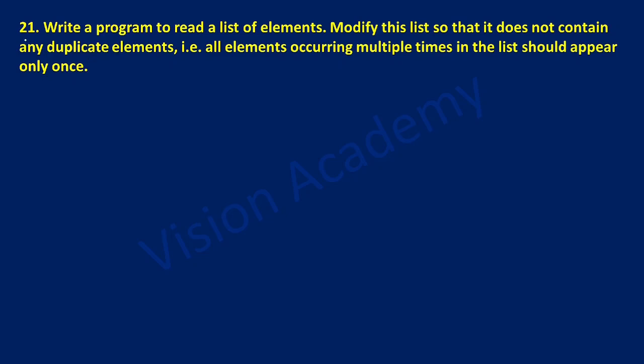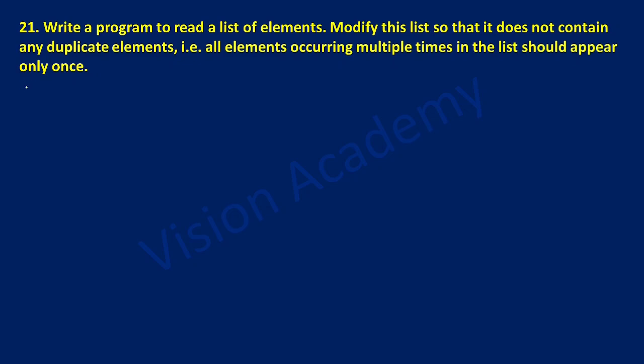In this video, we are going to learn lab program 21. Write a program to read a list of elements. Modify this list so that it does not contain any duplicate elements. That is, all elements occurring multiple times in the list should appear only once.